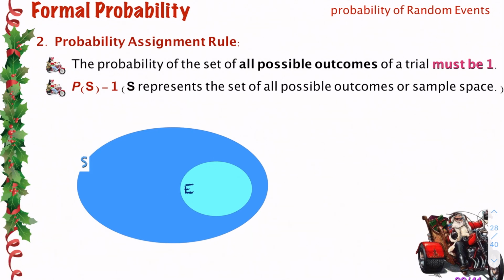If we're talking about formal probability here, this is more of the probability assignment rules. The probability of the set of all possible outcomes of a trial must be 1. Let me say that again. If we're looking at everything, it has to be 1. So the probability of the sample space happening is 1. S represents the set of all possible outcomes, or what we call the sample space. Notation matters, right? The probability of the sample space happening is 1.